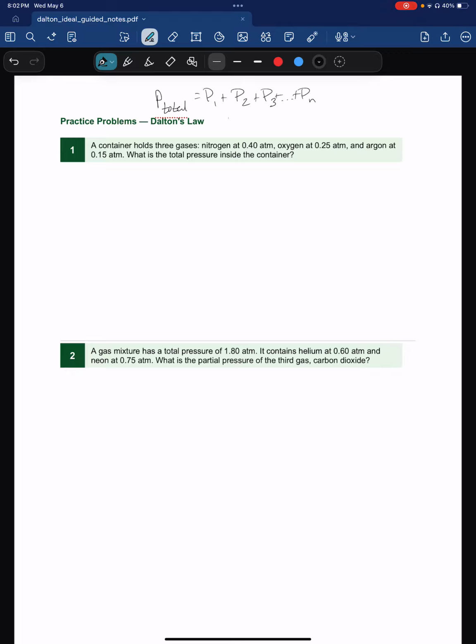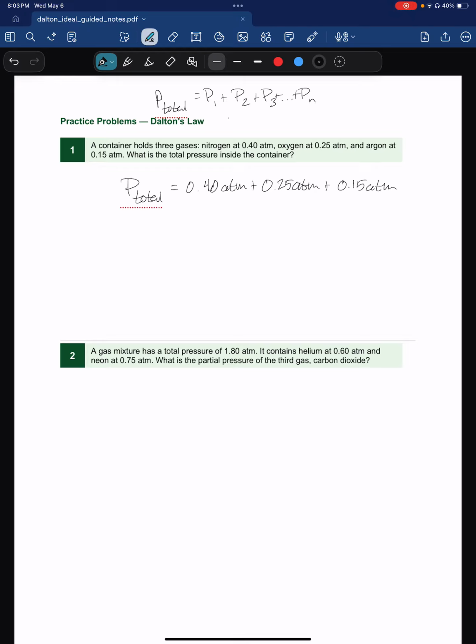All right, so let's look at this problem here. A container holds three gases: nitrogen at 0.4 atmospheres, oxygen at 0.25 atmospheres, and argon at 0.15 atmospheres. What is the total pressure inside the container? Well, that should be pretty self-explanatory, right? All we're going to do is say the total P is equal to P1 plus P2 plus P3, etc. So we've got 0.4 atmospheres plus 0.25 atmospheres plus 0.15 atmospheres.